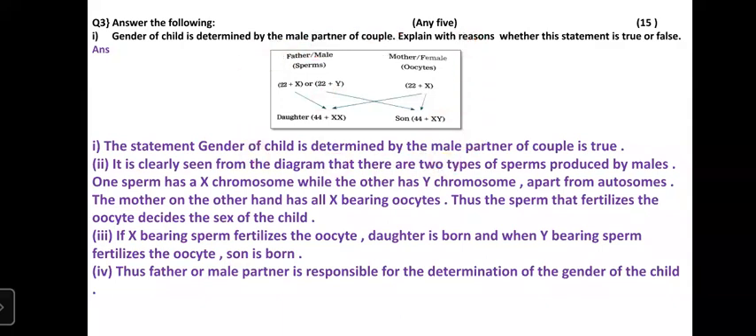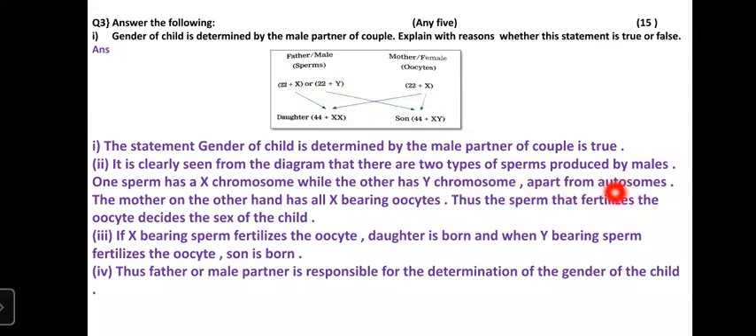The first statement, see how you are going to support or how you are going to write the answer. The statement gender of child is determined by male partner of couple is true. Okay, so it is the male who is responsible for the gender of child. The statement is true. How you are going to support your statement? See, second question. It is clearly seen from the diagram that there are 2 types of sperms produced by males. One sperm has X chromosome while the other has Y chromosome.